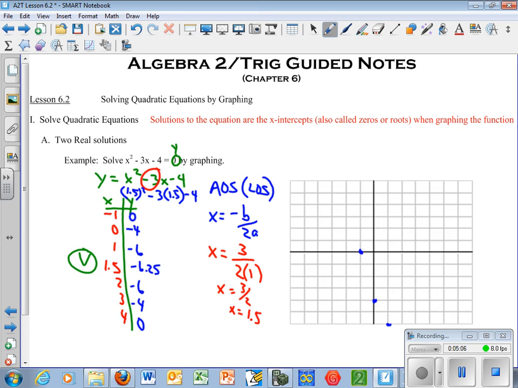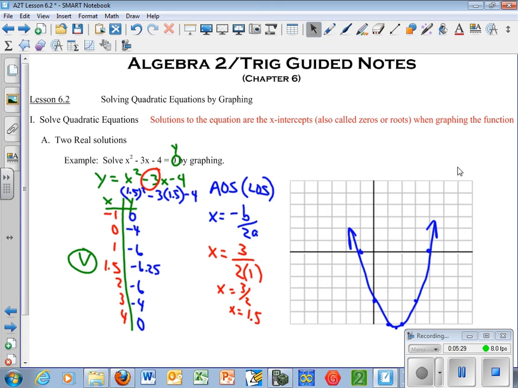Okay. At 2, we're at negative 6. Remember, at 1.5, we were at negative 6 and negative 6 and a quarter. At negative 2, we're at negative 6. At 2, we're at negative 6. At 3, we're at negative 4. Remember, with a parabola. And then at 4, we're at 0. So the parabola will look like this.